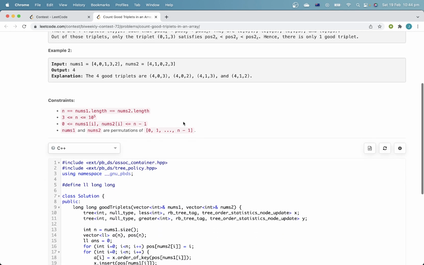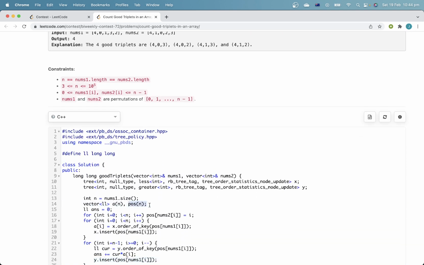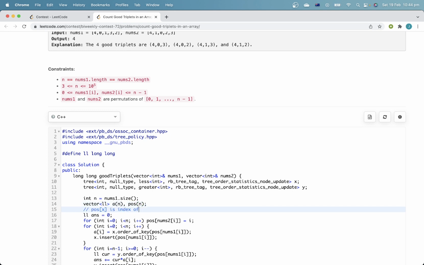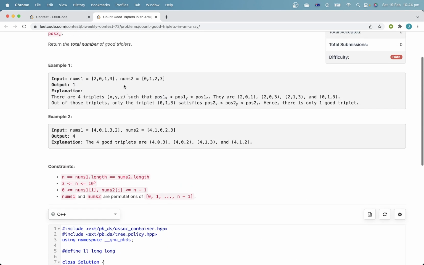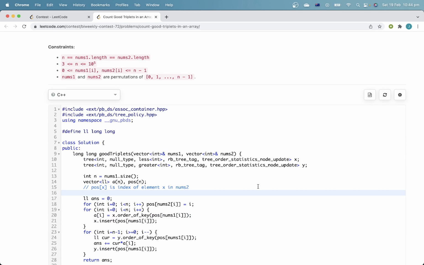The way I can do this is, first, I generate an array pos, where pos x is the index of element x in nums2. For a given y, I calculate its position in nums2, and I'm trying to find out how many of the positions of these elements in nums2 will be less than it. I can do this with an ordered statistic tree, which is a sorted list in Python. It's basically some sort of ordered set, or a self-balancing binary search tree or whatever.